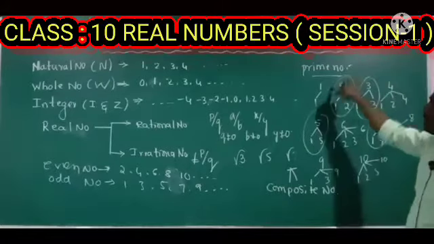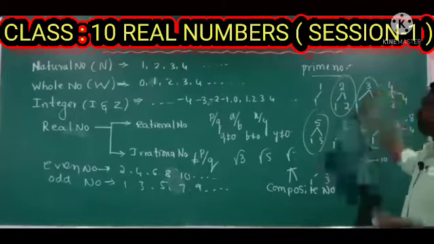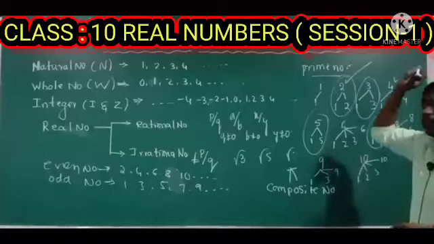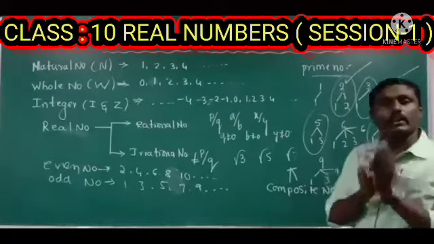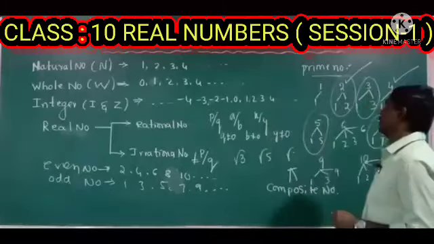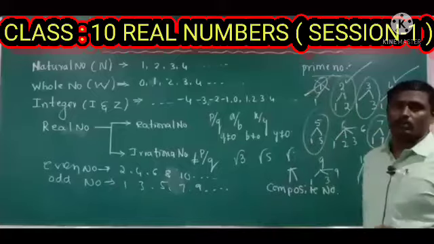The first prime number is 2. The first composite number is 4. Then what about 1? 1 is neither a prime number nor a composite number. Okay, 1 is neither a prime number nor a composite number.